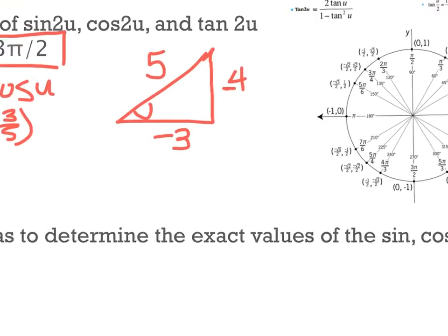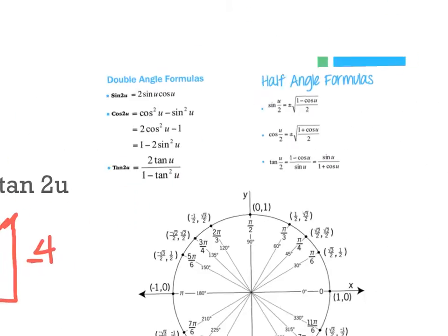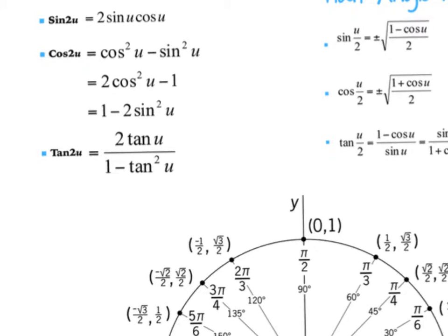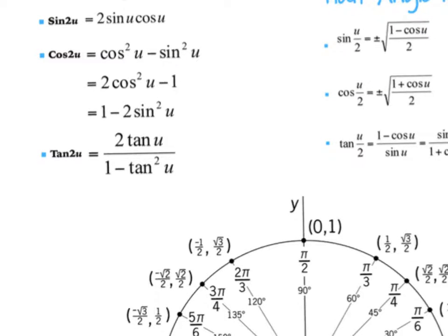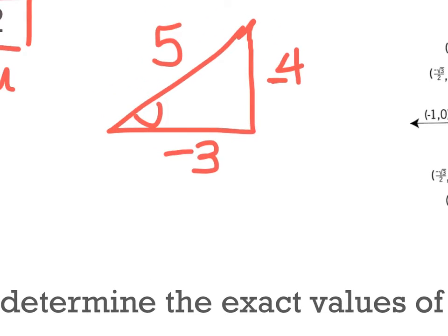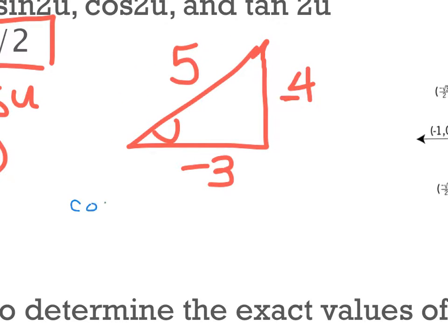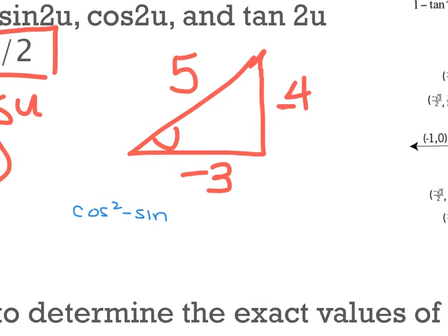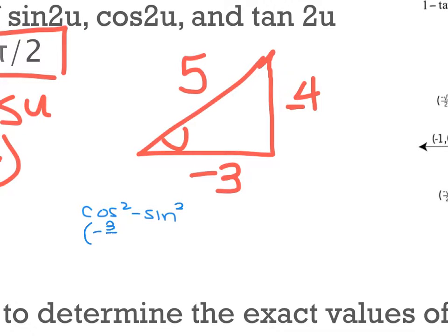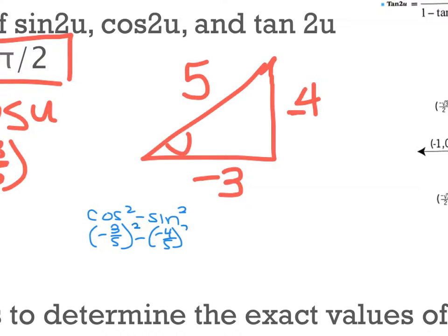All right, and then cosine. So again, you can choose between those cosine formulas. All 3 of them are there. I tend to pick the first just because once you square them, they already have the same denominator, but it doesn't matter. It's totally up to you, your preference. So I'm going to do cosine squared minus sine squared. Cosine would be -3/5. Sine would be -4/5. Square them. I get 9/25 minus 16/25, which is -7/25. That's your cosine. Questions on that one?